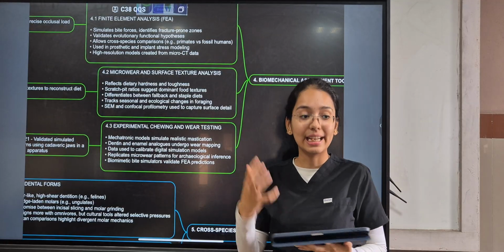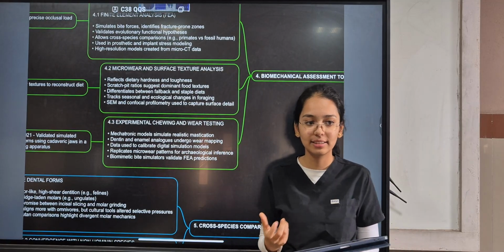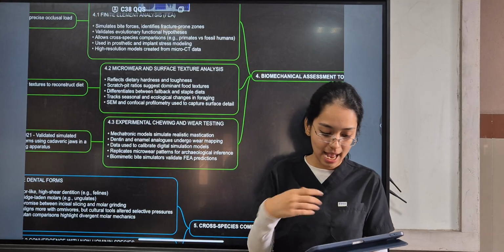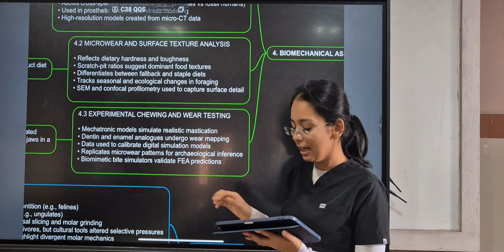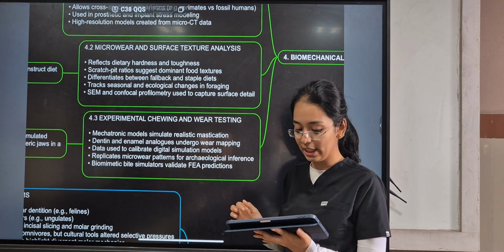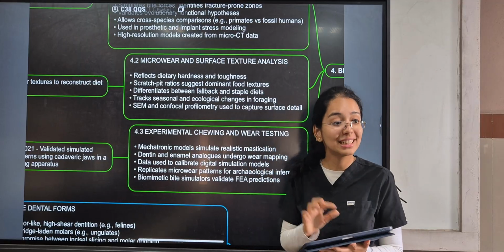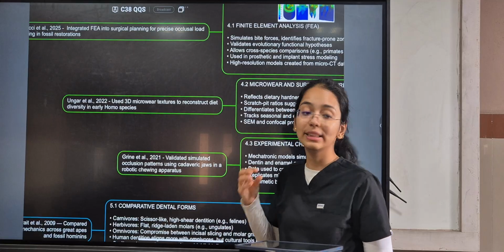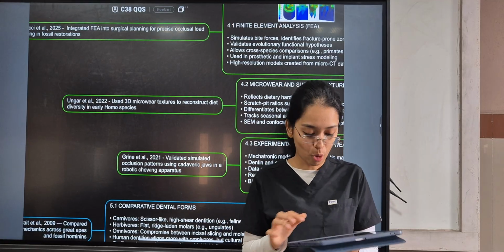So it reflects the dietary hardness and toughness. Scratch-pit ratios suggest dominant food texture patterns. It differentiates between fallback and staple diets seen throughout the population in various eras, and it also tracks seasonal and ecological changes in foraging. SEM and confocal profilometry are also used to capture the surface details. There was another study done by Ungar et al. in 2022, who used 3D microwear textures to reconstruct diet diversity in early Homo sapiens models.